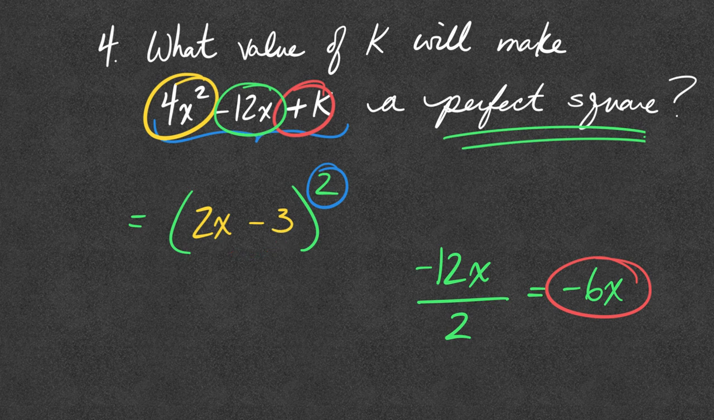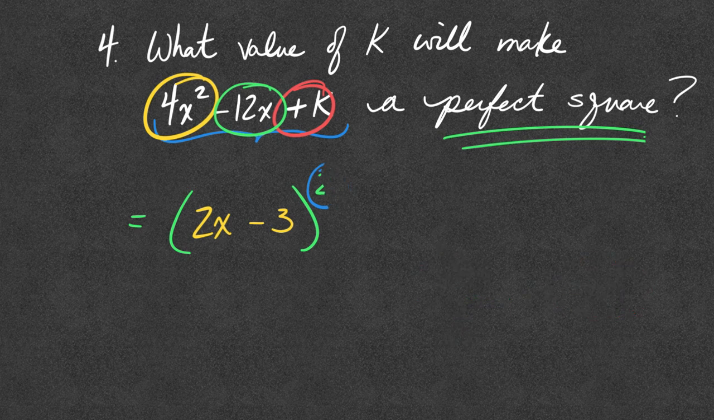Now I get a little confirmation. Let's expand it and see if we get back. We take a look at that perfect square, and to get that middle term, 2x times negative 3 is negative 6x. Doubled gives me negative 12. Perfect, I'm good.